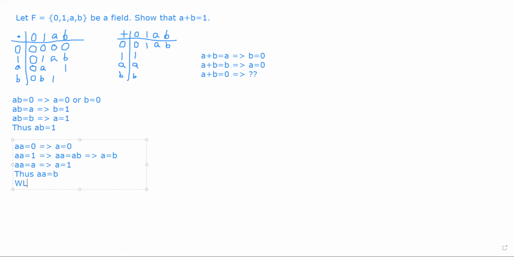And by a very similar argument, by swapping A and B, we can deduce that BB equals A. So we'll fill in the multiplication table, and that's already complete. Now we want to fill in the addition table. So we claim that 1 plus A equals B.